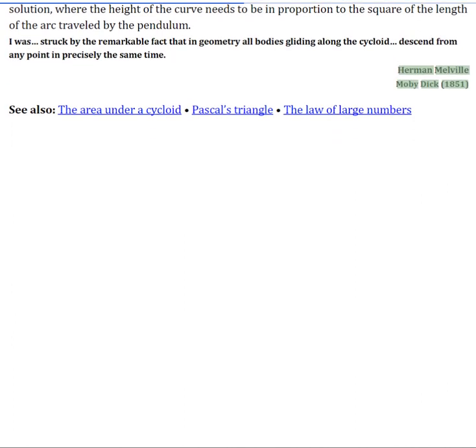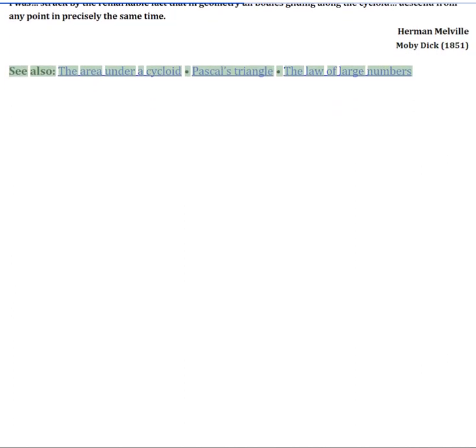Herman Melville, Moby Dick. See also: the area under a cycloid, Pascal's triangle, the law of large numbers.